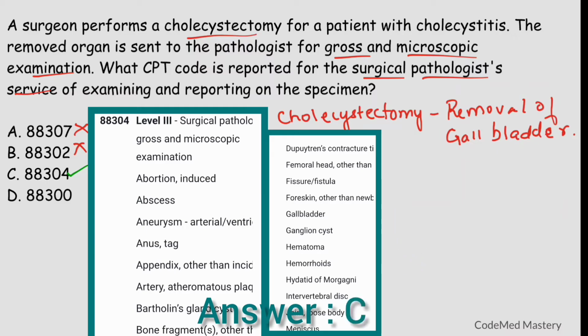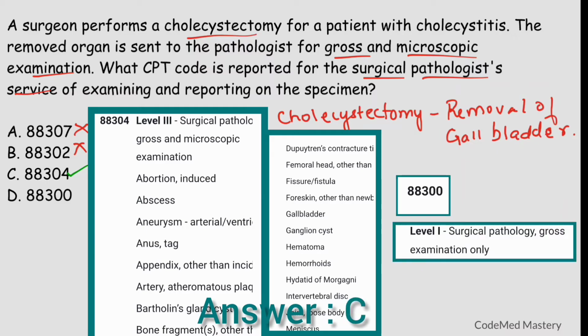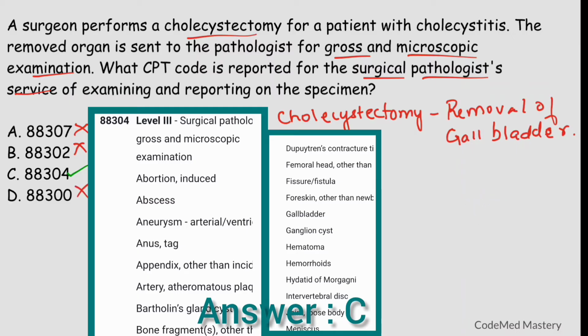And eliminate option D because that is for surgical pathology gross examination only. So it will be wrong. In the scenario, there is gross and microscopic examination. So eliminate option D. So while coding surgical pathology codes, we have to check on what specimen the examination is performed.